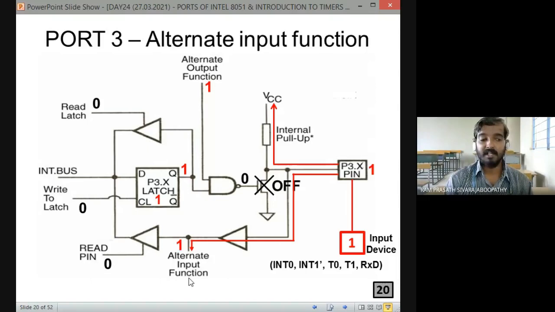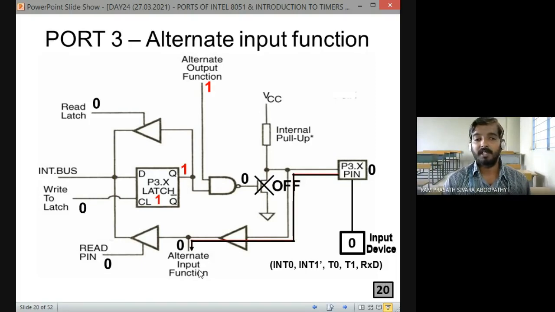Now if the device is writing logic 0, the alternate input function is getting into the corresponding control unit. If it is a timer or counter, T0, T1; if it is an interrupt control unit, INT0 bar, INT1 bar; if it is a serial UART, RXD. Each individual pin will be connected to its individual block. Fine. So you have to imagine, but here we are speaking about port 3 in general. That's why we showed both alternate output function and input function. Fine. So with this all ports of 8051 are over. I hope it is clear to everyone.